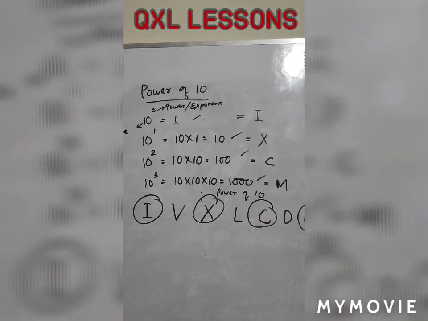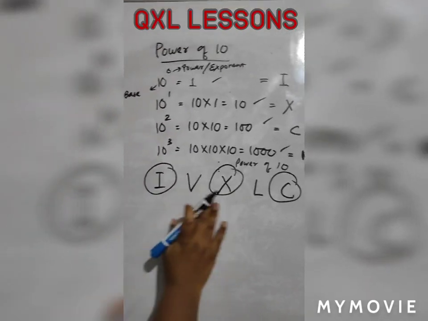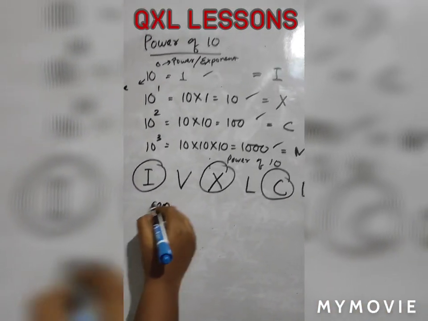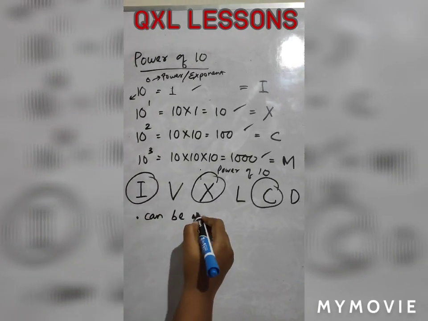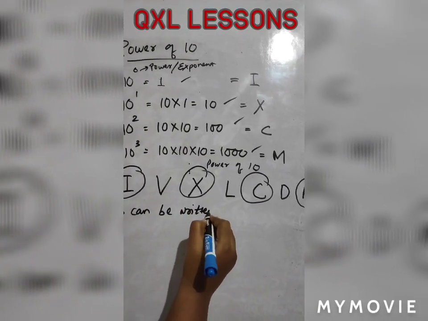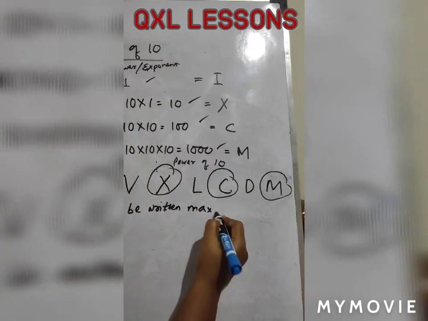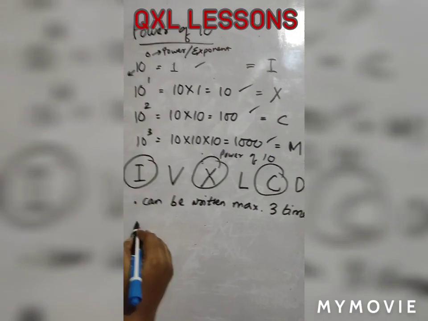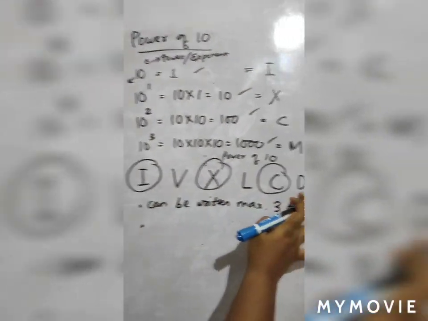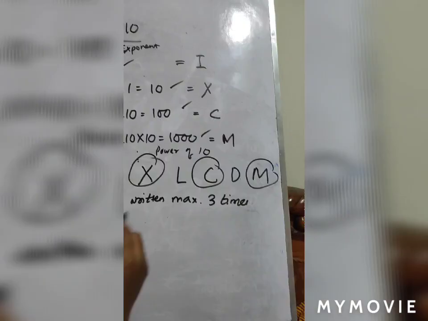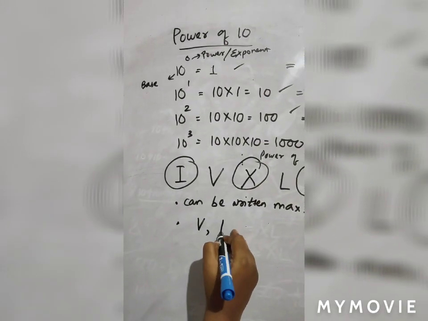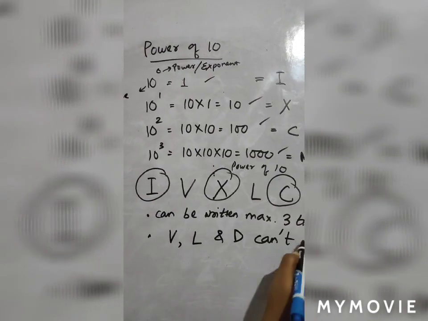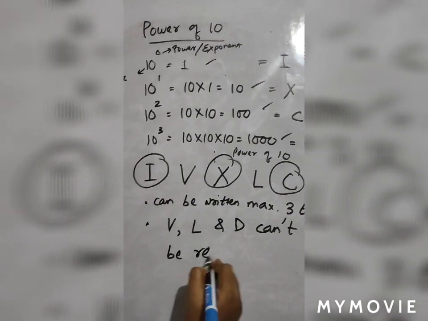So there is an interesting rule related to this. All these letters which are representing numbers which are powers of 10 can be repeated, but not more than 3 times. So I, X, C and M can be written a maximum of 3 times. While the remaining letters, that is V, L and D, are never ever repeated. So they will come only once in a number. So these are some important rules that we need to remember.